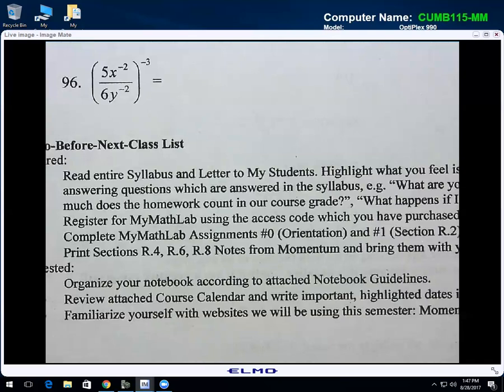Organize your notebook, look at the calendar, play around with Momentum in my math lab. You can't tear them up. Click anything you want to. Best case scenario, you'll just discover some cool tools that are there.